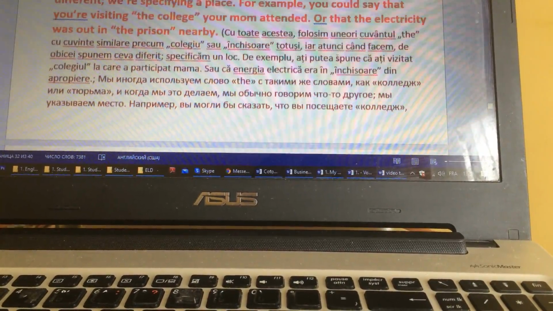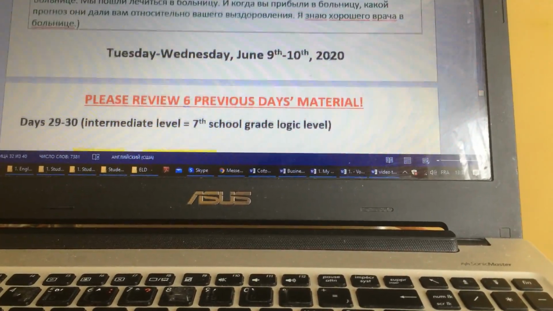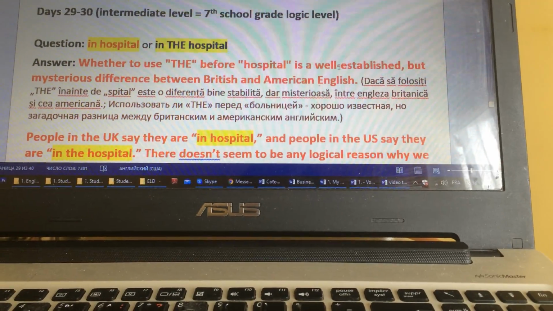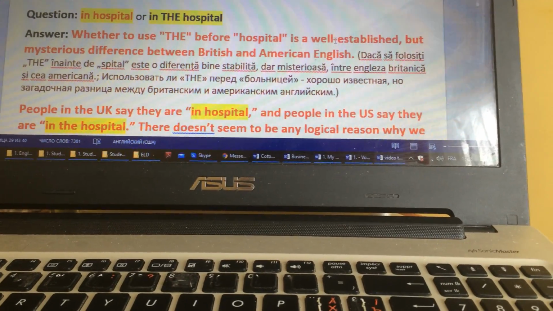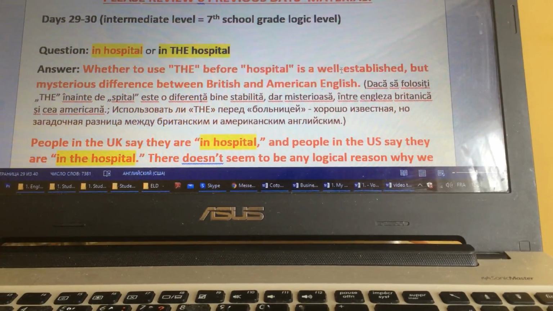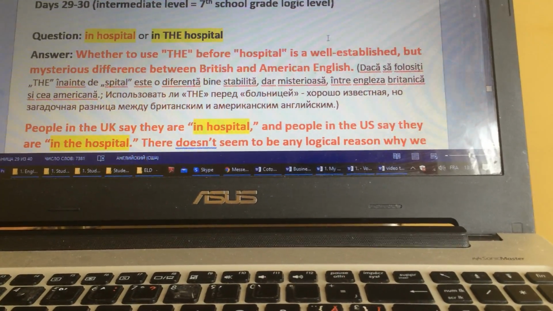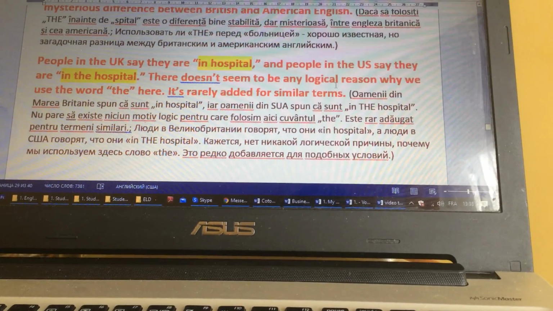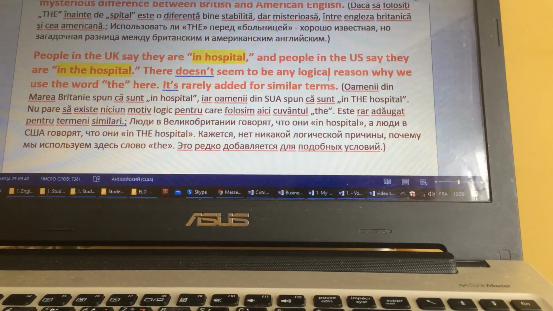Scrolling up to day 30. This is quite a long one. In fact, that's why I put it in 2 days. Day 29-30. Question: in hospital or in the hospital? So whether to use "the" before hospital is a well-established but mysterious difference between British and American English. People in the UK say they are in hospital, and people in the US say they are in the hospital. There doesn't seem to be any logical reason why we use the word "the" here.